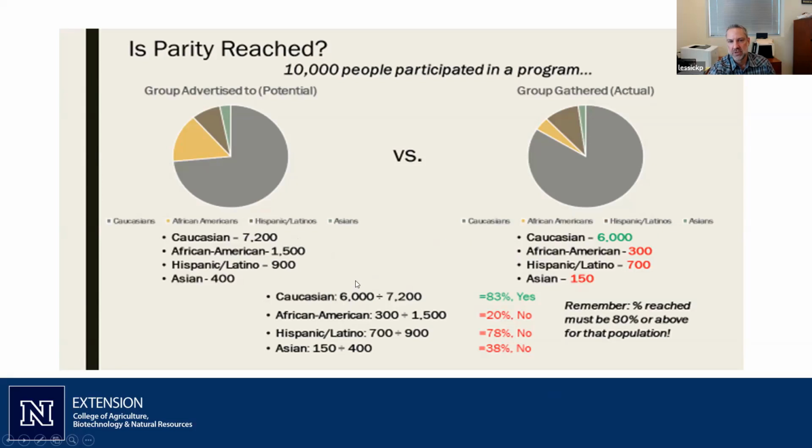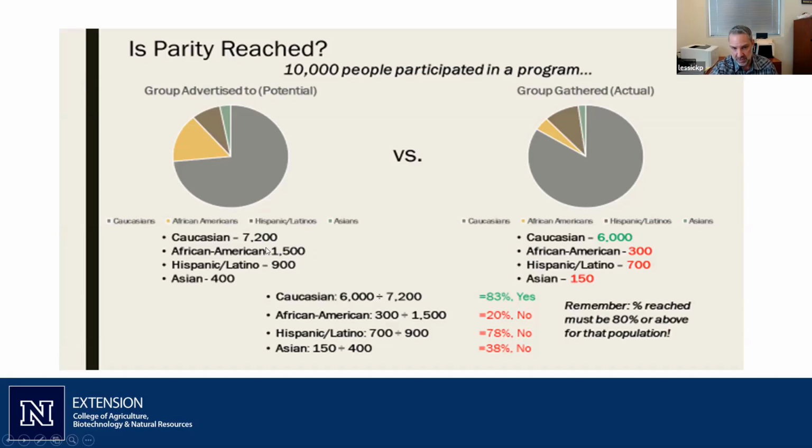You take this number, divide it into this number, and that will give you percent. Let's say there's 1,500 African Americans in your community, 300 showed up to your class. You did not reach parity. That's only 20% of the potential you reached, and that's kind of a red flag. So you're aware of who is attending your program versus who is out there. In actuality, if you reached 1,200 African Americans, that would put you in parity.